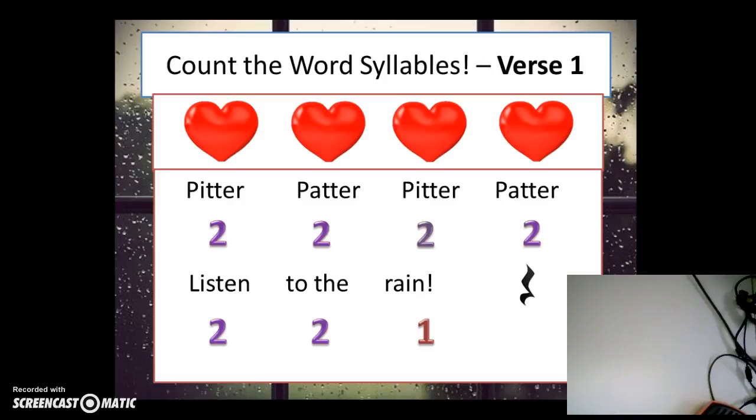So what we're doing is we are not clapping the steady beat. Remember, the steady beat is steady like a heartbeat. That means we would clap it like this. Pitter, patter, pitter, patter. We are not doing the steady beat. We are not singing with it right now. You are just clapping. So as I play the whole song, I want you to clap those words of pitter, patter. Here we go. Make sure you're clapping the words as I play.